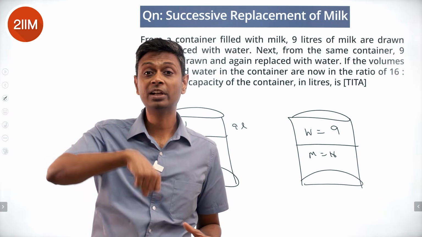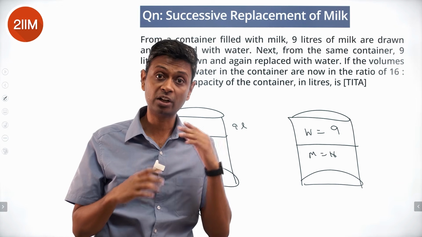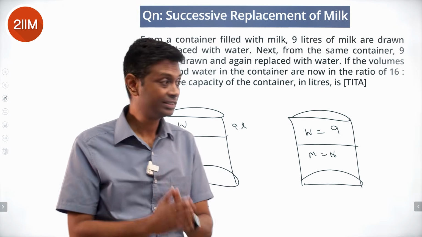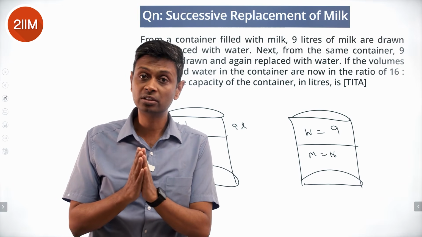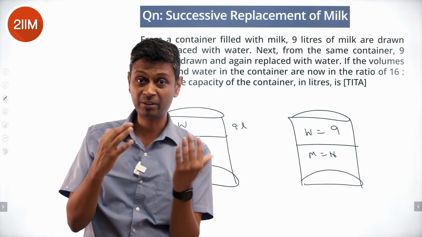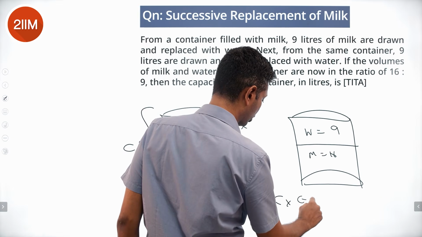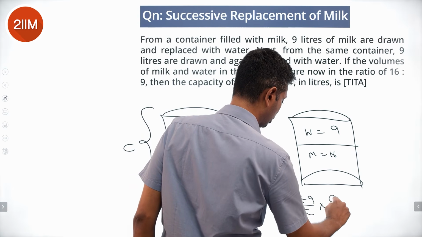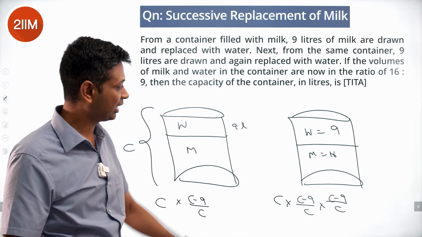Why? We're removing 9 liters, so C minus 9 is retained. C minus 9 by C of whatever we started off, that much milk will be there. Suppose we're removing half of it: whatever milk was there, half of that will remain. Suppose you're removing 1/3 of that: 2/3 of that will remain. So remaining is C into C minus 9 by C into C minus 9 by C. This is the fraction of milk remaining.